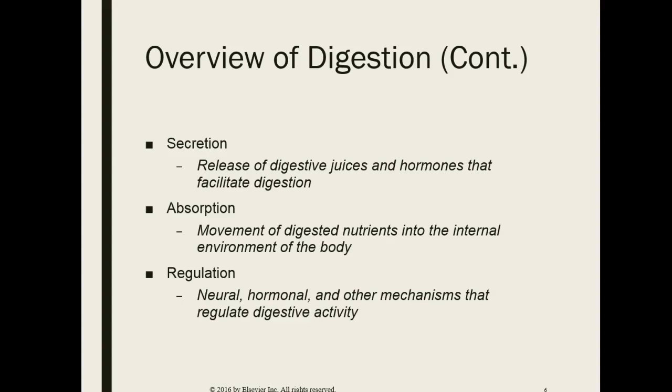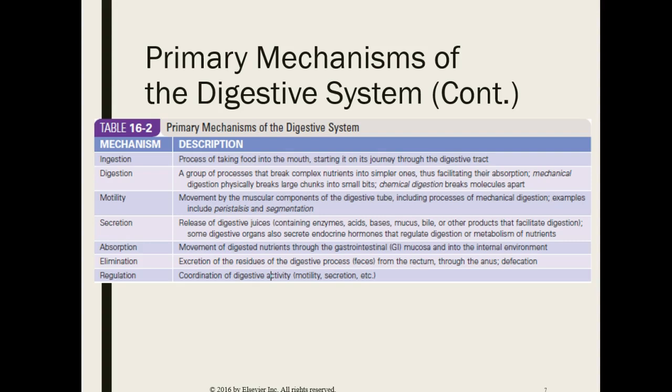Secretion is the release of the digestive juices and hormones that play a role in digestion. Absorption refers to the movement of the nutrients from the digestive tract into the internal environment of the body. And then regulation is the neural, hormonal, and other mechanisms that actually regulate that digestive activity. This table is also in your book, and it just kind of gives a nice view of those different key terms and an easy definition for each.